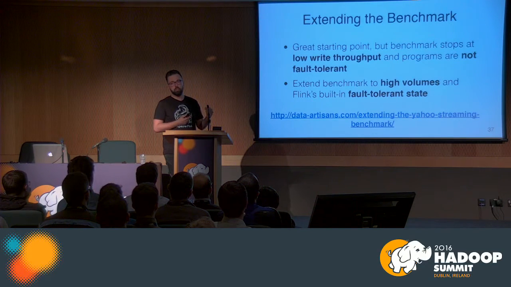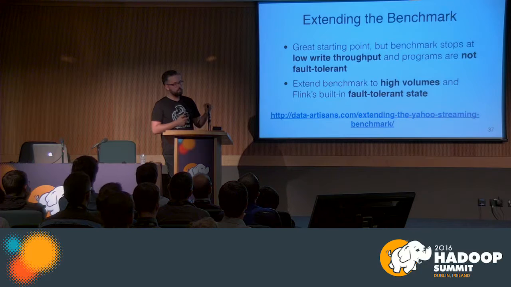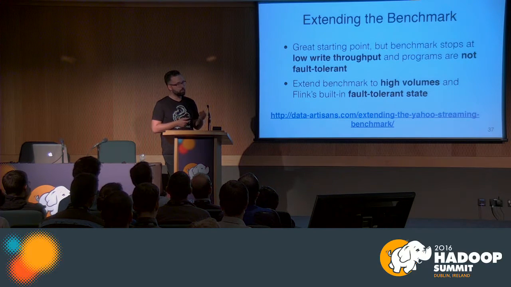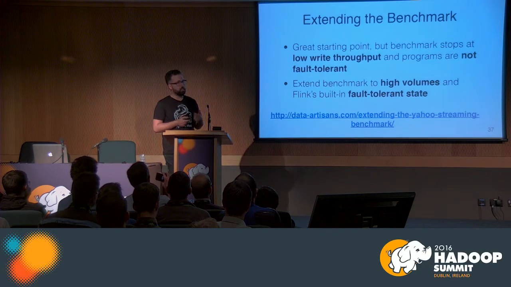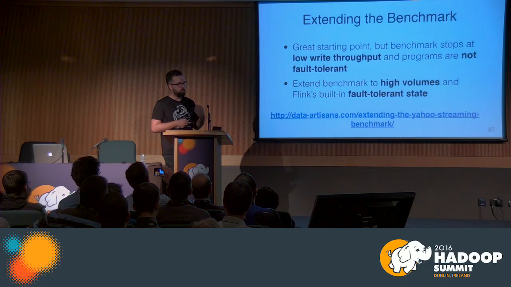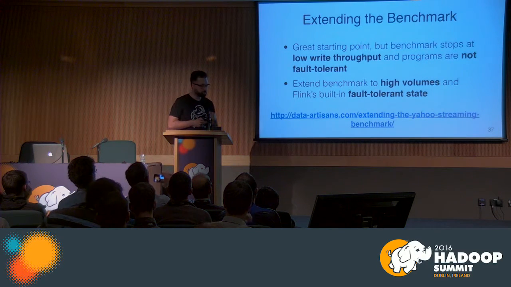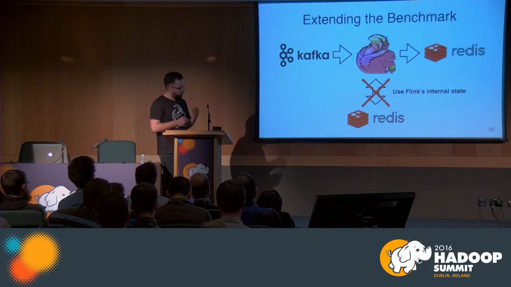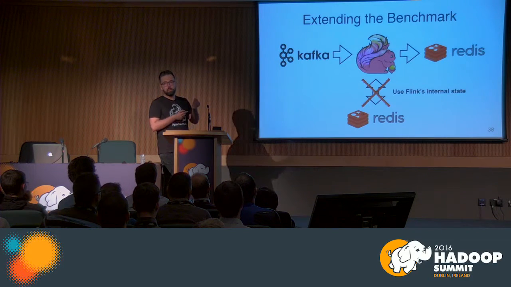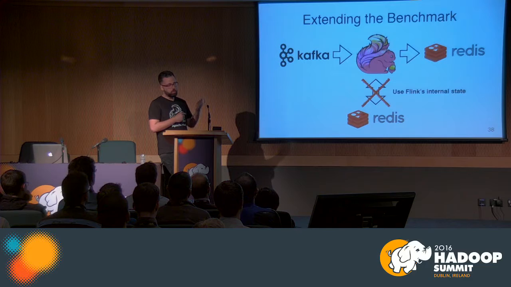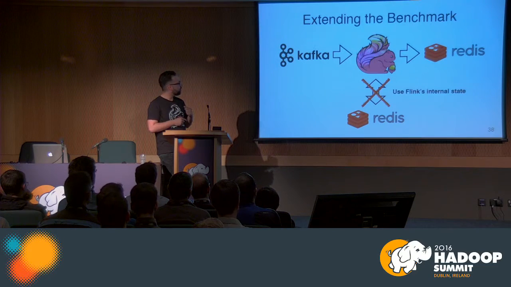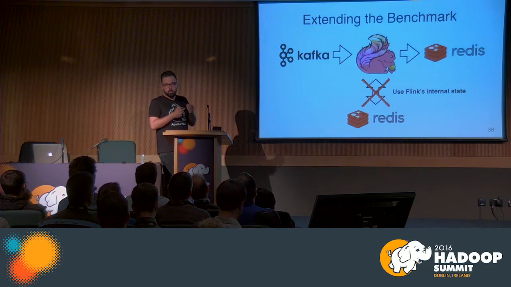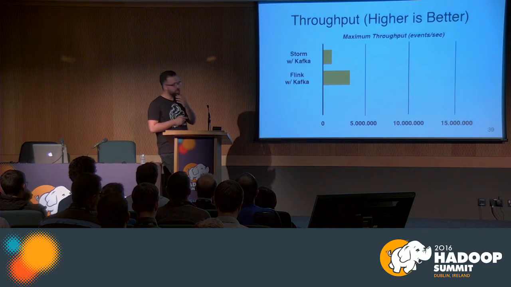What we then did at Data Artisans was to take this benchmark and extend it, because we knew that Flink can handle way higher throughput, and we wanted to see how the system behaves. There were also some shortcomings in the way the Yahoo team implemented this benchmark. They did not make use of the internal state that Flink provides, which I was talking about before. So we rewrote the Flink job to make use of the internal state abstractions we provide, and we got some quite interesting results.